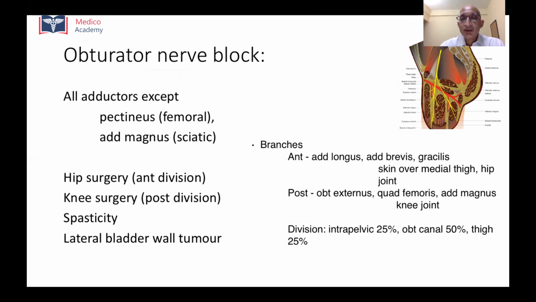Now as it comes down from the pelvis into the thigh, it divides, and this division is intrapelvic in 25% of population, in the obturator canal in 50%, and in the thigh in 25%. It gives out two divisions, anterior and posterior, which run between the adductor muscles, as we see here, the longus, brevis, and magnus.